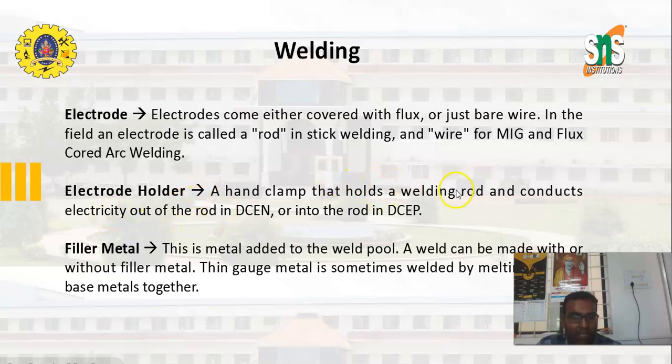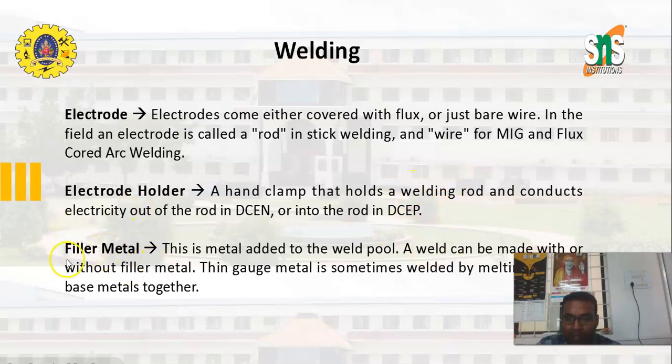Next important term is an electrode holder. A hand clamp that holds a welding rod and conducts electricity out of the rod in DCEN. DCEN means direct current electrode negative, where the electrode is connected to the negative terminal, or into the rod in DCEP. DCEP means direct current electrode positive. That means the electrode is connected to the positive terminal.